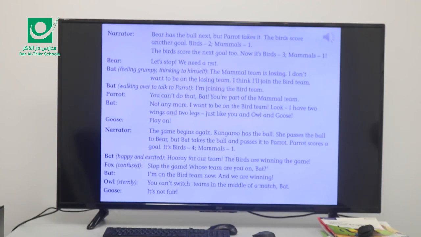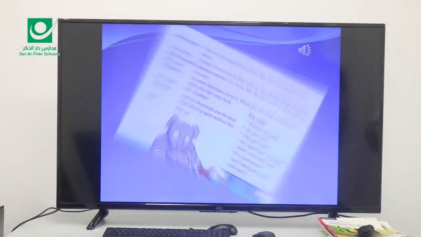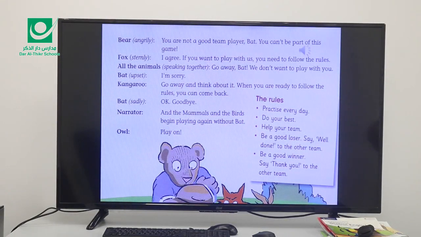Hooray for our team! The birds are winning the game. Stop the game. Whose team are you on, Bat? I'm on the bird team now, and we are winning. You can't switch teams in the middle of a match, Bat. It's not fair.